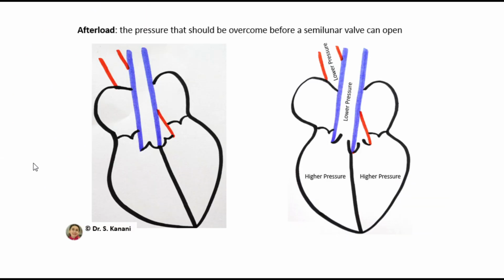Afterload refers to the pressure that ventricles must overcome to open the semilunar valves. We know that opening the valves is due to a pressure gradient, a pressure difference, and semilunar valves open when we have higher pressure in the ventricle and lower pressure in the artery. So the pulmonary semilunar valve opens when pressure in the right ventricle is more than pressure inside the pulmonary trunk, and the aortic valve opens when pressure in the left ventricle is more than the pressure inside the aorta.